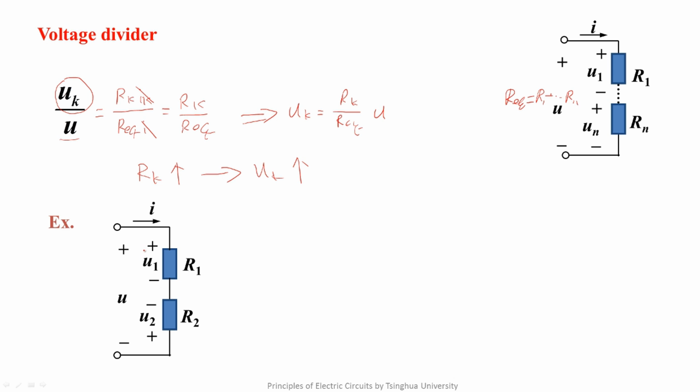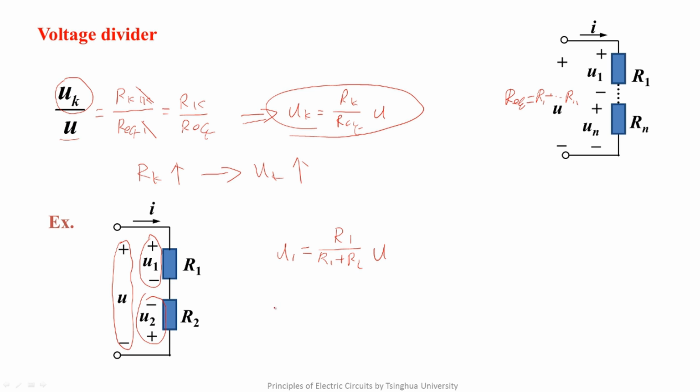Please note that we have special considerations on the reference directions of the voltage across these two resistors. The first resistor is upper positive and the lower negative, which is consistent with the port voltage outside. The second resistor is opposite to the first one, lower positive and upper negative. Applying the equation and the reference directions, we have U1 equals R1 over R1 plus R2 times U. And U2 is equal to minus, which is very important, R2 over R1 plus R2 times U.